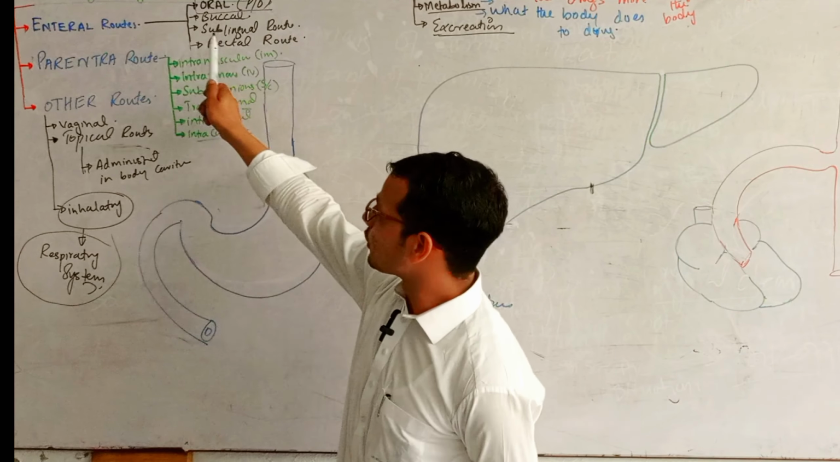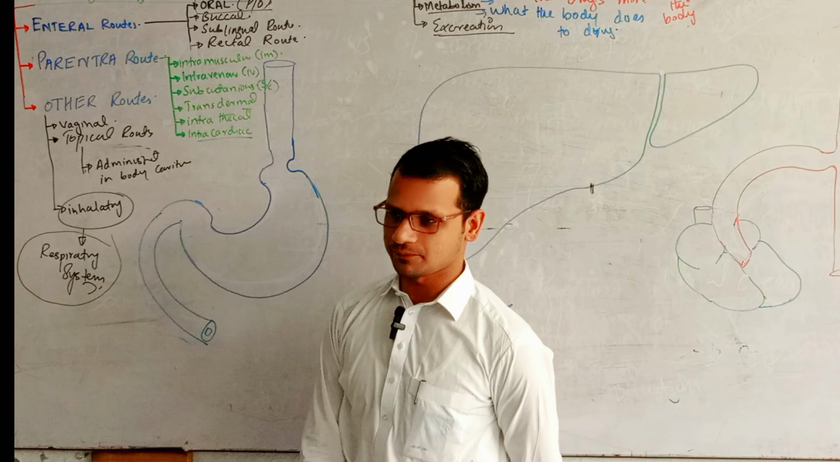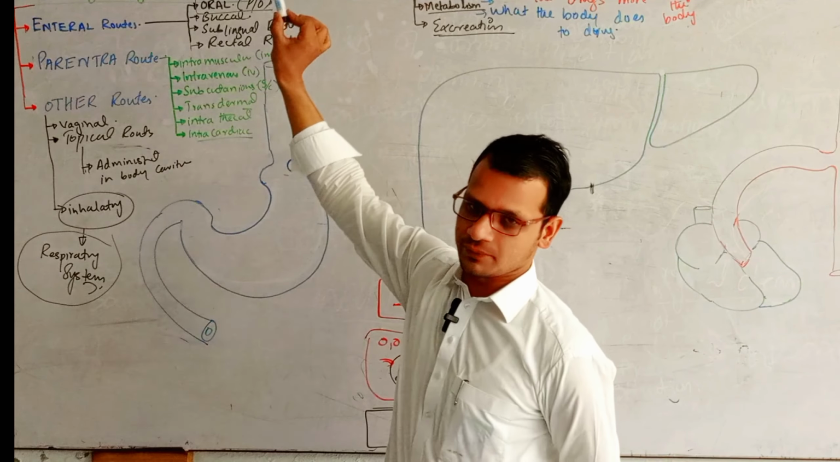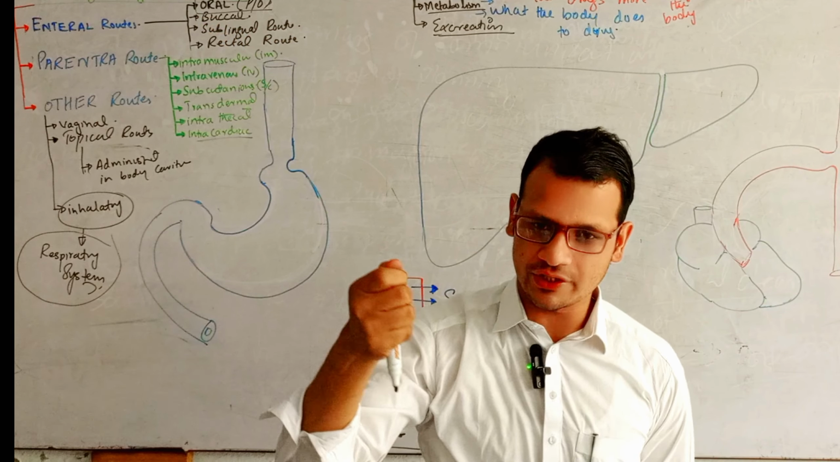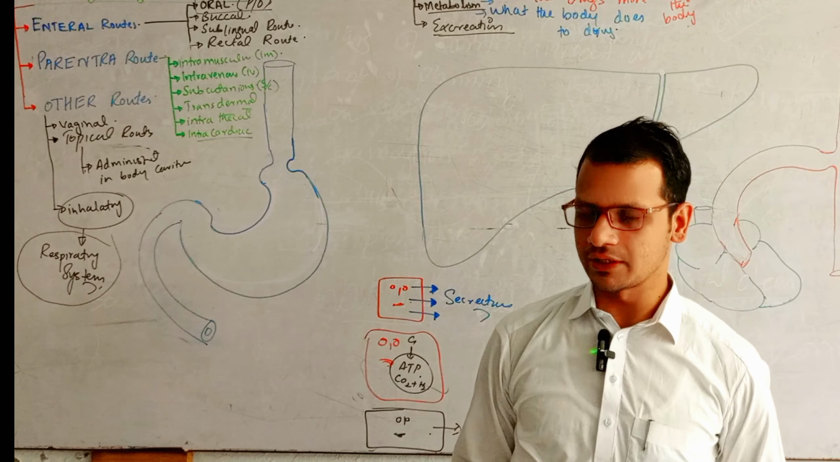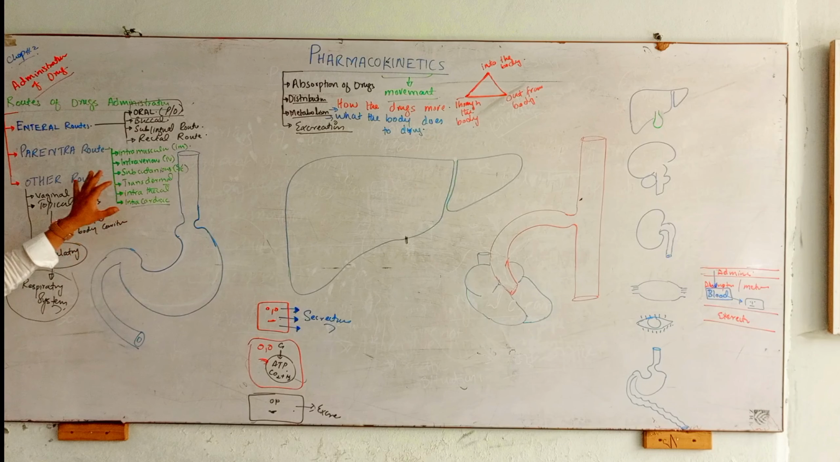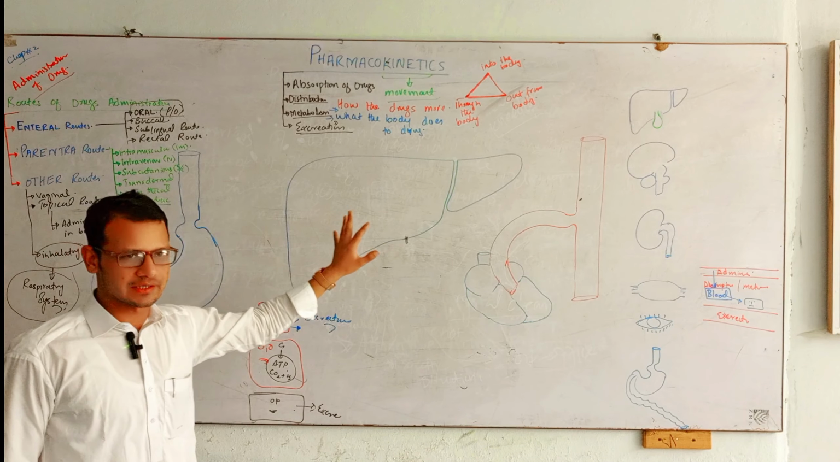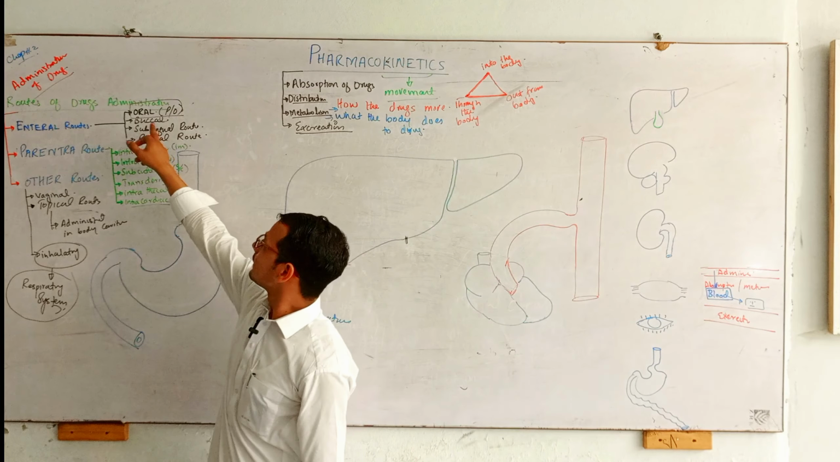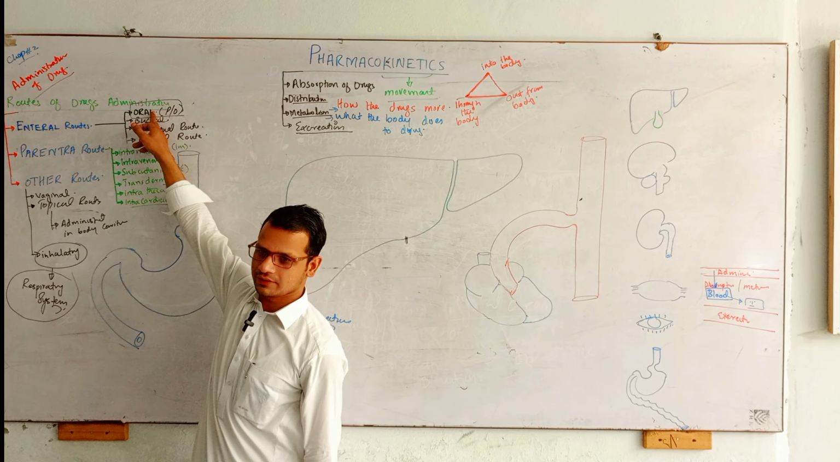So these are the routes of drug administration. We will use any one route from these and administer the drug into the body, in any condition. Now, for understanding pharmacokinetics and all its parameters, we will take the oral route, right?